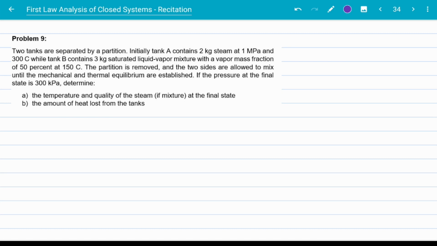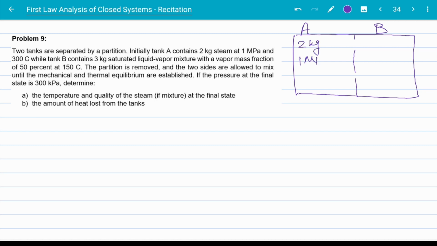Mechanical and thermal equilibrium means that the pressure and temperature reach a steady number. If the pressure at the final state is 300 kilopascals, it means that the pressure inside the entire tank is 300 kilopascals. Determine the temperature and the quality of steam at the final state and the amount of heat loss from the tank. So what we have is a tank like this. We have a partition in the middle. This is tank A, this is tank B. Tank A has 2 kilograms, 1 megapascal, and 300 degrees. Tank B has 3 kilograms. The quality is 50%, and the temperature is 150 degrees, right?